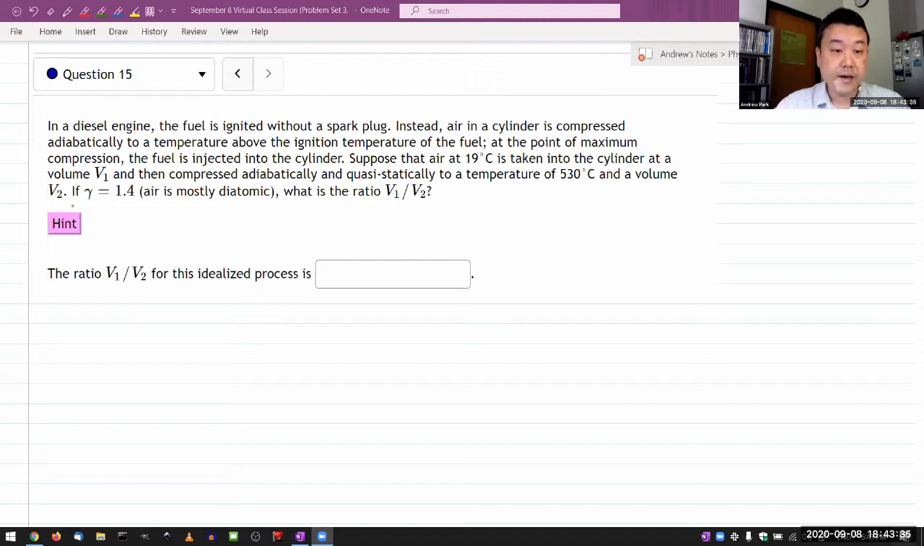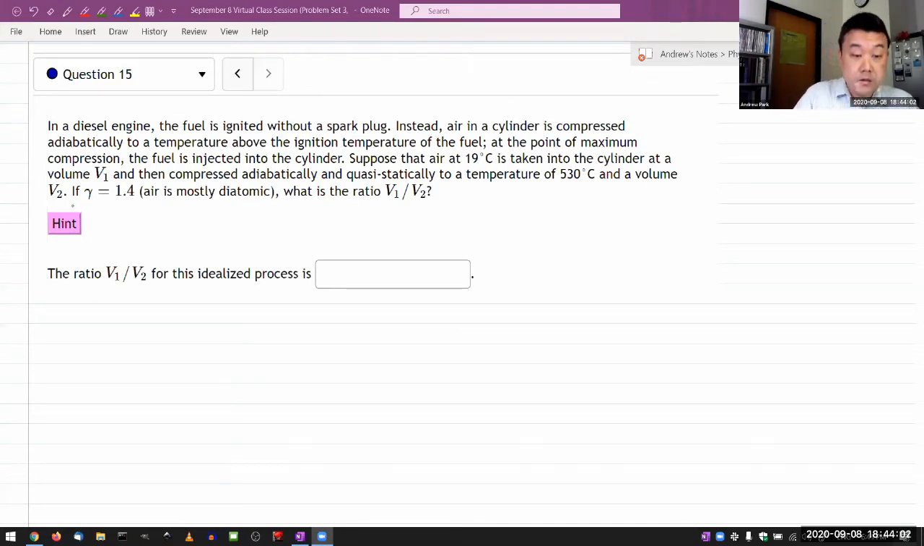The fuel is ignited without a spark plug. Again, extra information. Instead, air in a cylinder is compressed adiabatically to a temperature above the ignition temperature of the fuel. At the point of maximum compression, the fuel is injected into the cylinder. This entire first couple of sentences is extraneous for the purpose of the question. I mean, it's useful background, but you didn't need it.